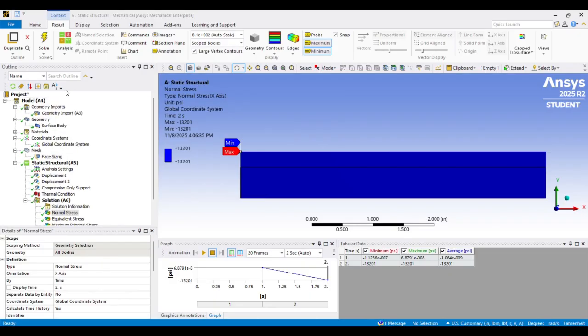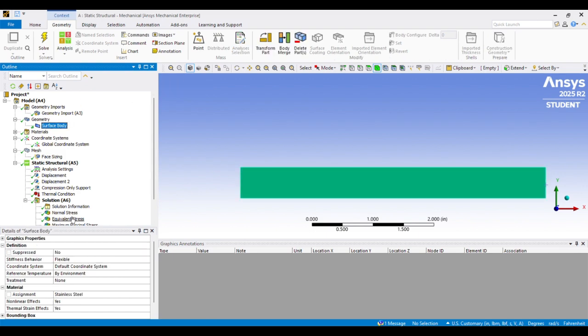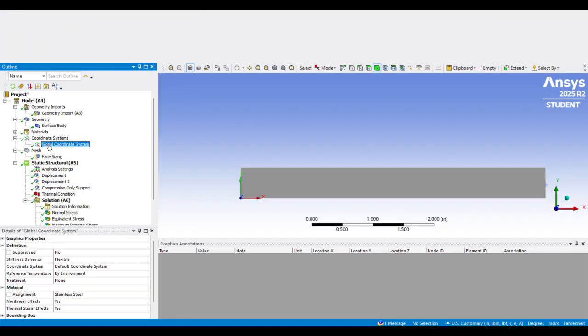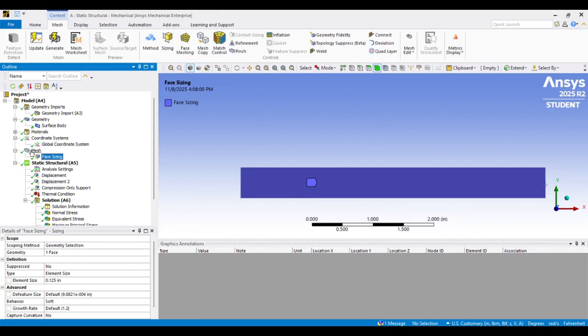set the analysis up. So we created the 2D geometry and we set our geometry to generalized plane strain, and the thickness of our bar is 1 inch in the Z direction. We're using stainless steel, and the global coordinate system is shown here at the lower left point of the rectangle. We used quadratic elements and meshed it to 1/8 of an inch size. And this bar is 5 inches long, and the cross section is 1 by 1.